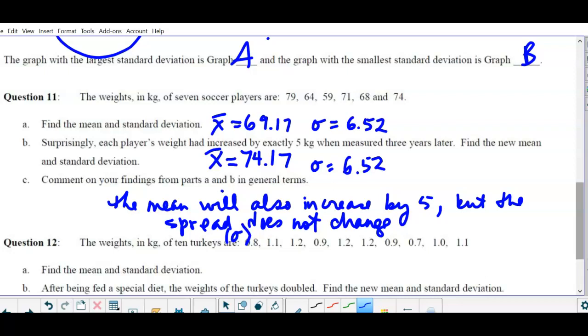Oh, that's a good trick. Brayden, if you go to the main screen, you can put L1 plus 5, and the calculator would tell you the new numbers. That's cool. Yeah.